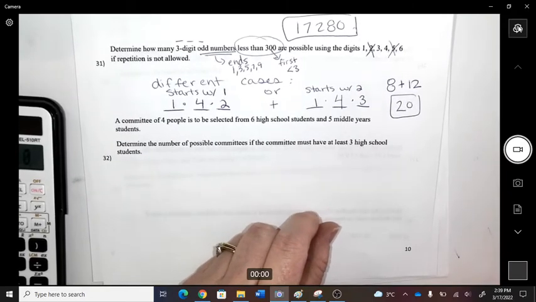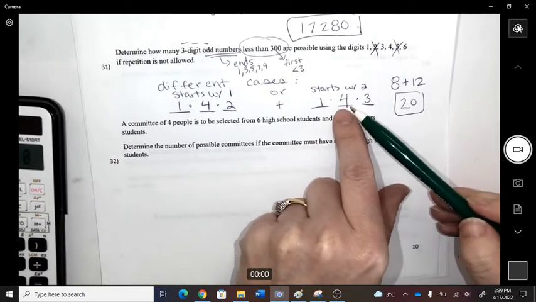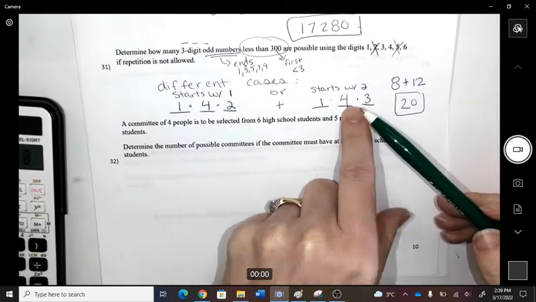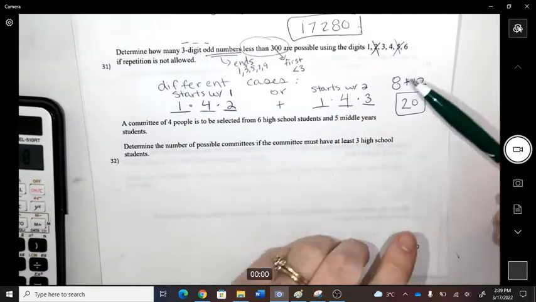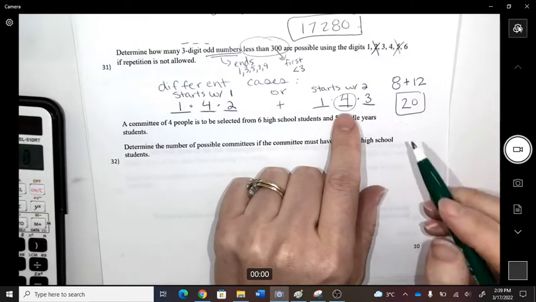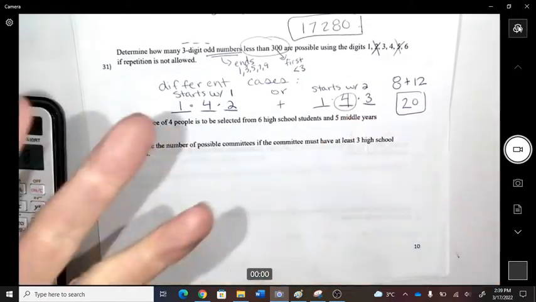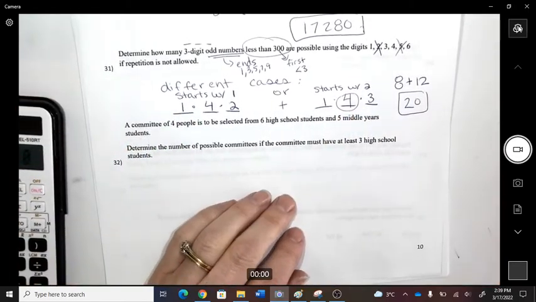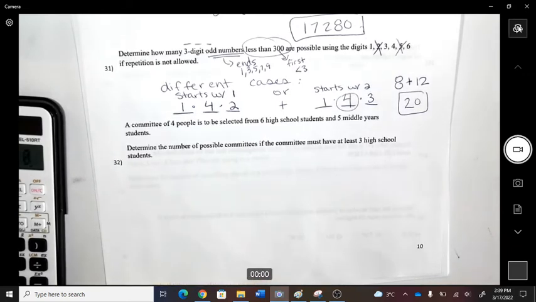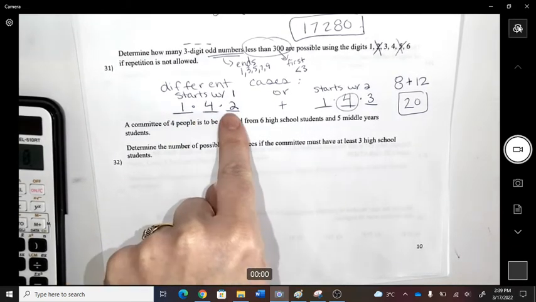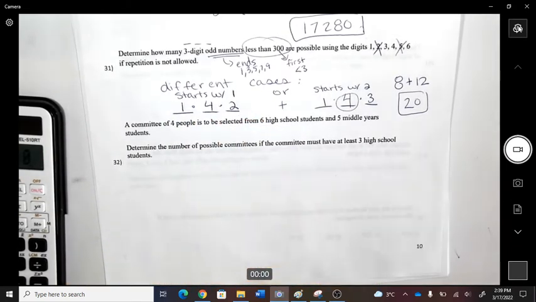I'm not using a 4. I'm saying that there's 4 options for me. In this position right here, I could have put a 1, a 3, a 4, or 6, or whatever, like that. I'm not putting the numbers. These are representing the number of options.